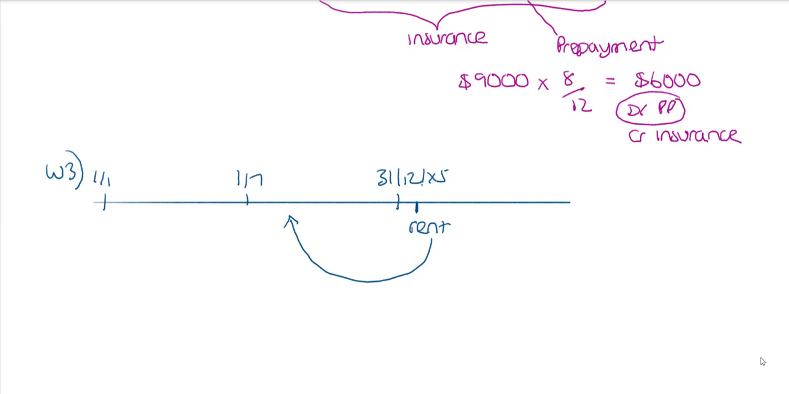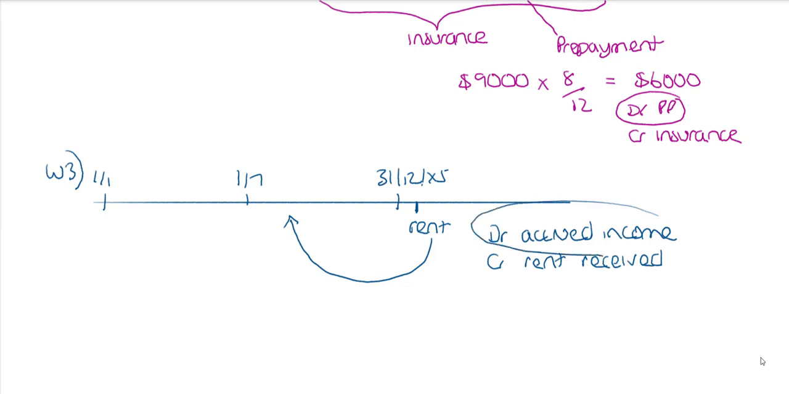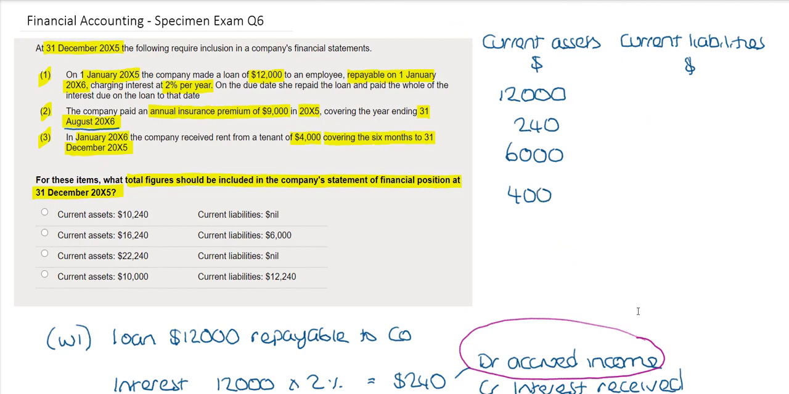This is income received, and so we have accrued income that needs to be included in our current year. We are therefore going to debit accrued income and credit our rent received to increase our income. Accrued income is a current asset, and so therefore the total amount of $4,000 is going to be included in our current assets balance. My $4,000 can be included in current assets.